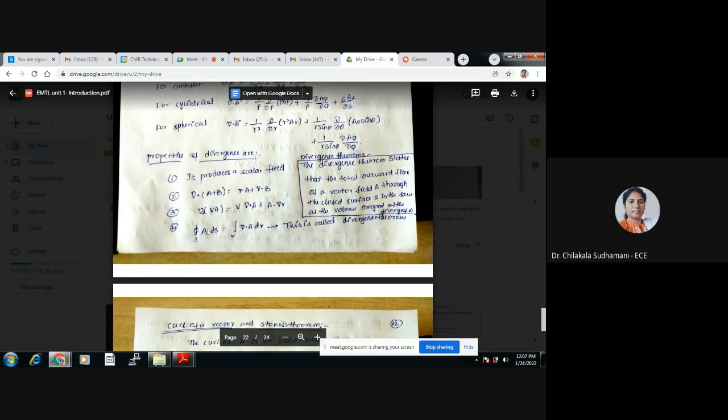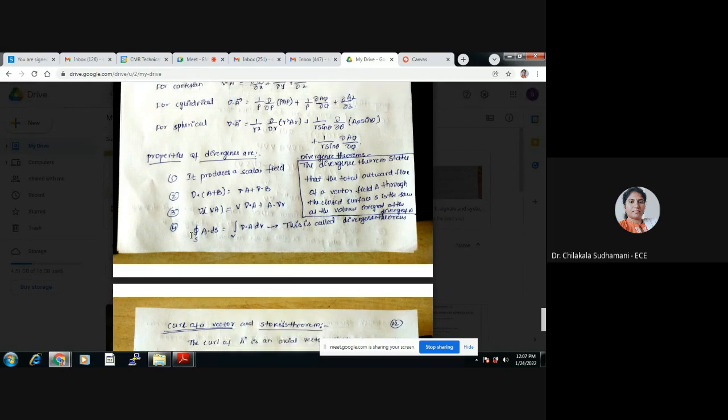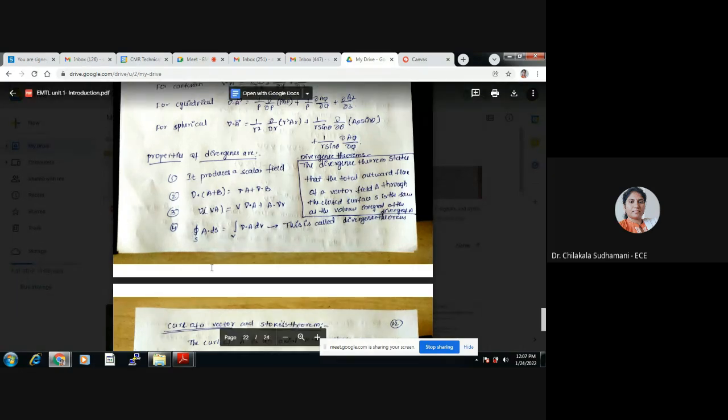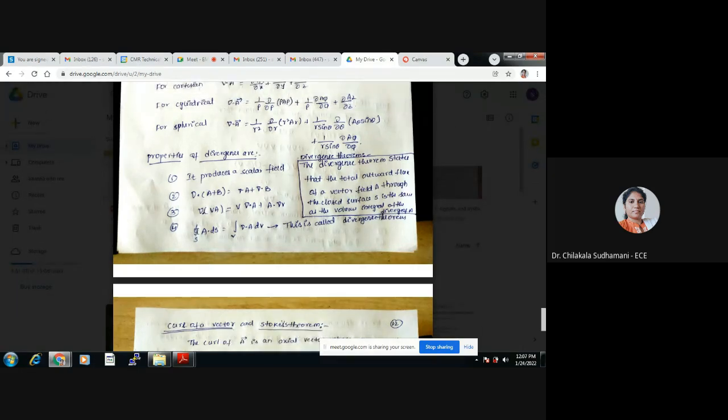And see here one more last property. This is a very important property of divergence, also called the divergence theorem. The surface integral of A dot dS, where A is a vector, is equal to the volume integral of del dot A dV. This is one of the properties of the divergence theorem.